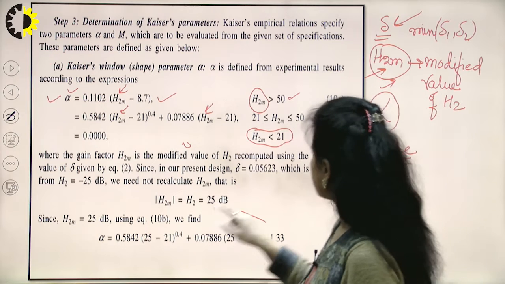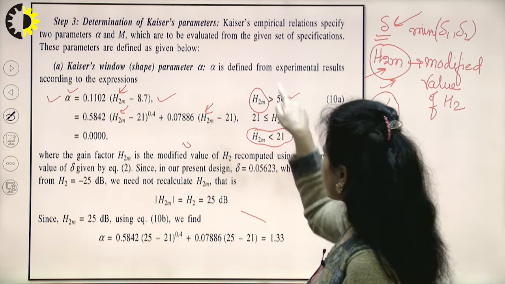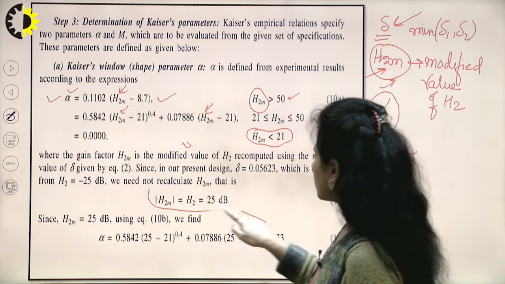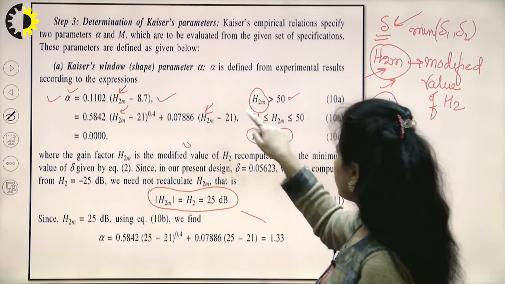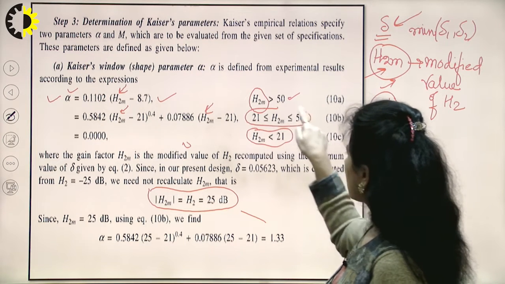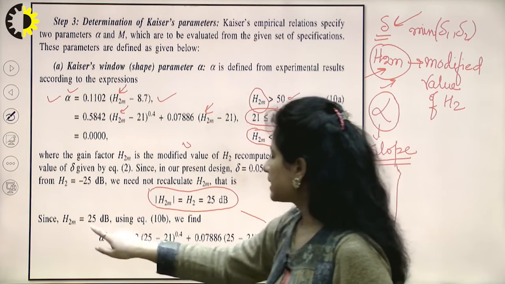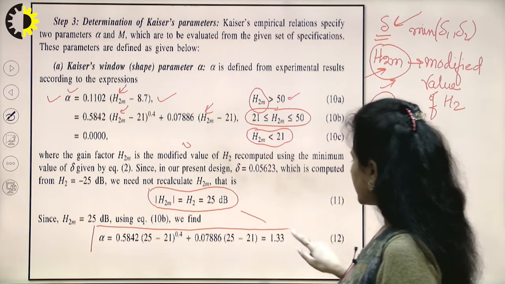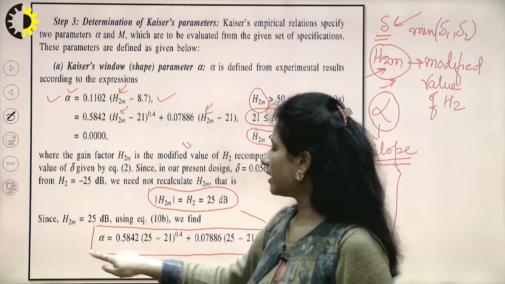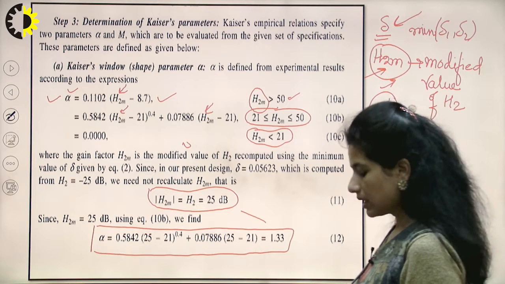So here I can see that this particular modified value of H2M comes out to be 25 dB. 25 dB is lying in the second range, so this equation is being used for the calculation of alpha. Once I substitute the value of H2M, I get the value of alpha, which comes out to be 1.33.